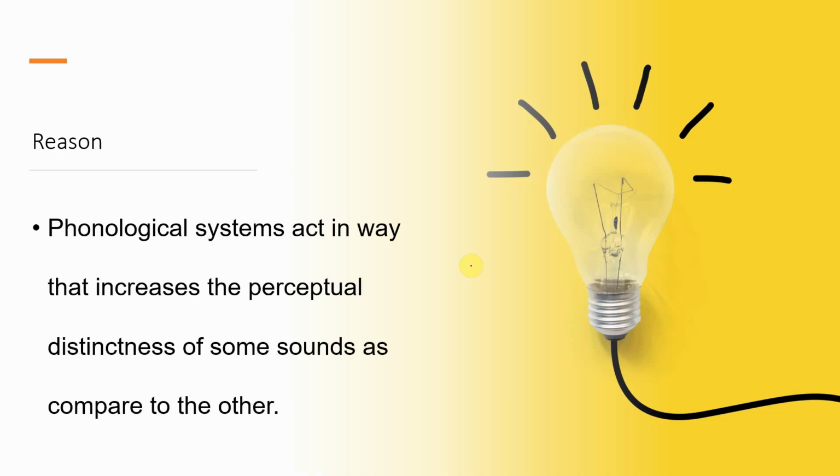So what is the reason why dissimilation, or all kinds of phonological processes, occur? The main reason is that phonological systems act in a way that increases the perceptual distinctness of some sounds as compared to others. It's very natural that when we speak, we tend to give some sounds more prominence as compared to the others. So this is the reason: perceptual distinctness.